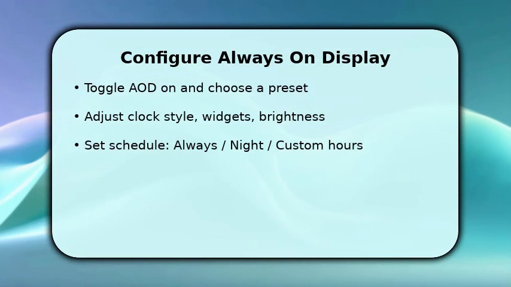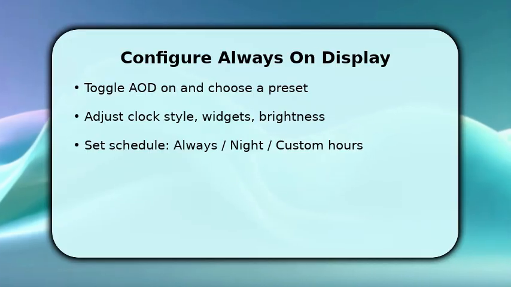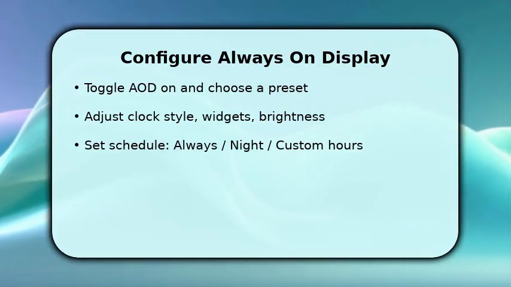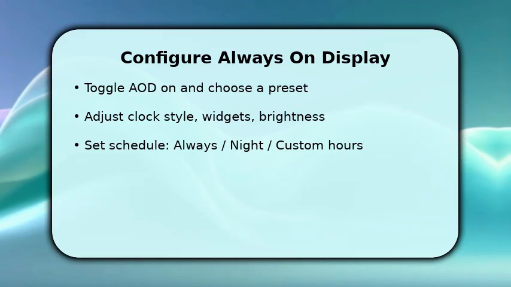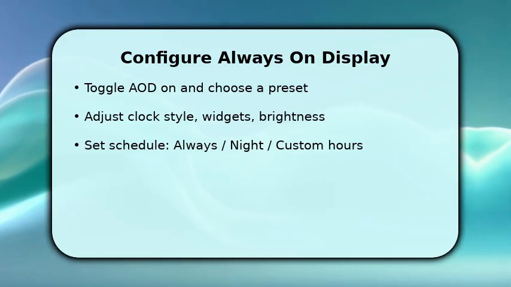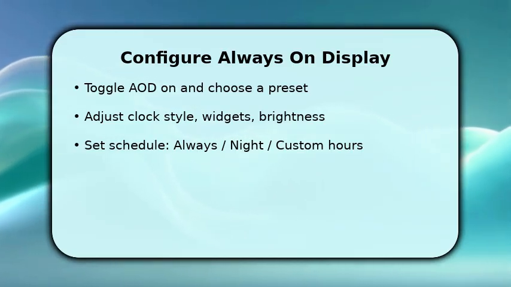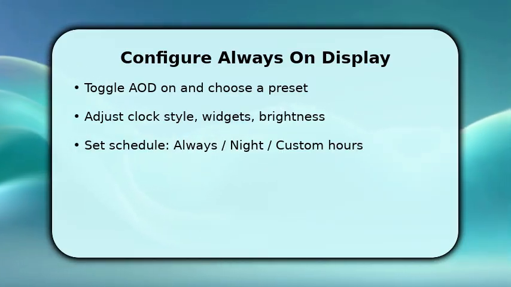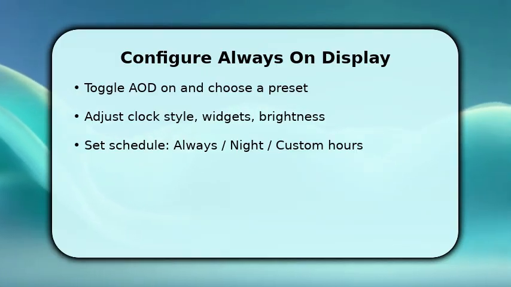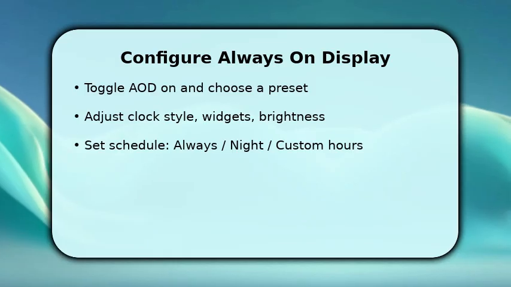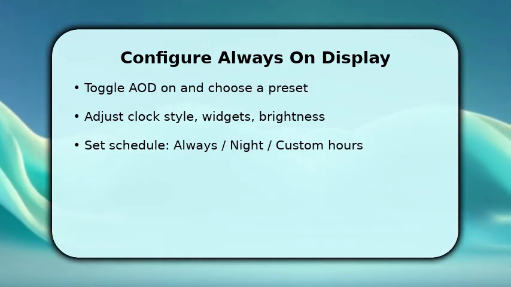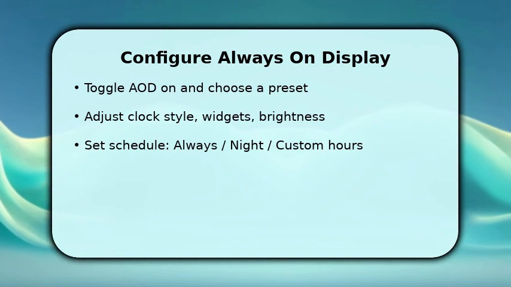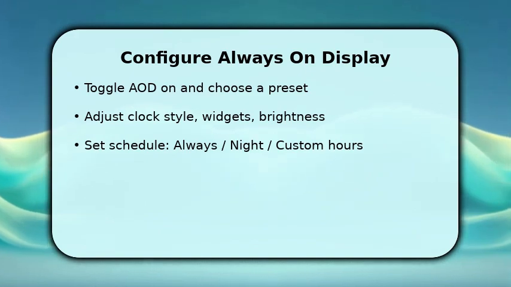Once in always-on display, toggle it on and choose a preset layout so the phone shows what you need at a glance. Next, customize clock style, notifications, and small widgets. This controls what appears and why it's useful. Make sure to adjust brightness or ambient dimming so battery impact is minimized. Then set a schedule, always, night, or custom hours, because scheduling preserves battery when you don't need AOD. These steps balance visibility and power use while tailoring the look to your routine.